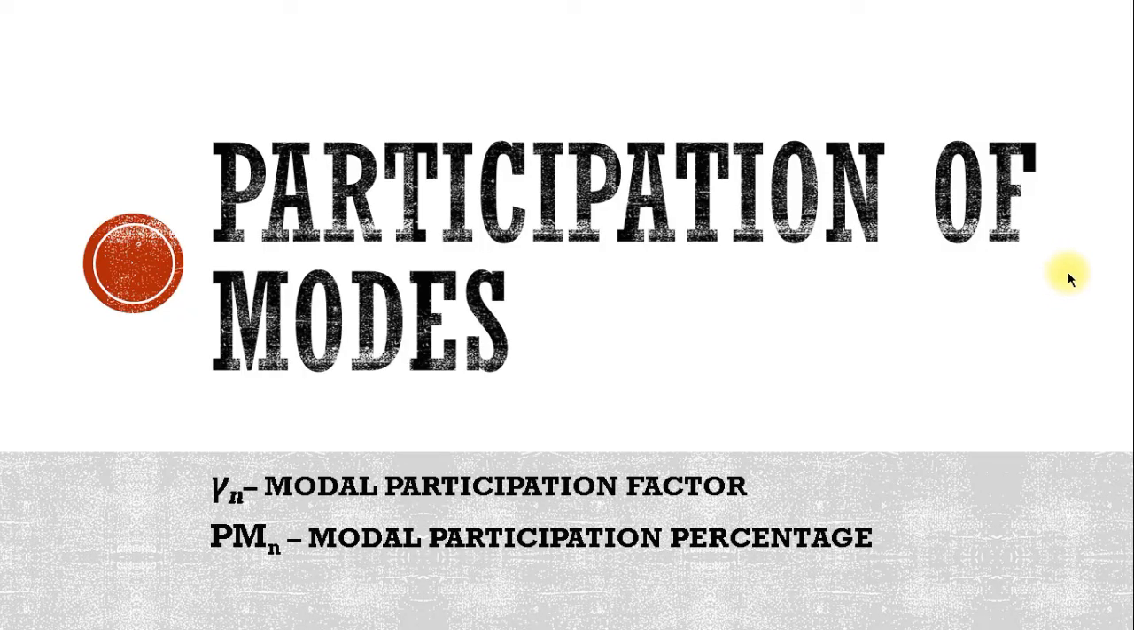Participation of modes. In this step, we are going to compute the participation of modes, specifically the gamma n, which is the modal participation factor, and the PMN, or the modal participation percentage. Step 4, we compute the modal participation factor. How do we compute this modal participation factor? This is the formula.